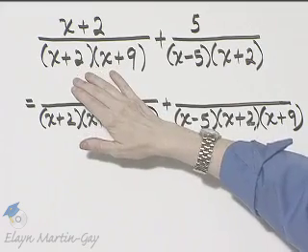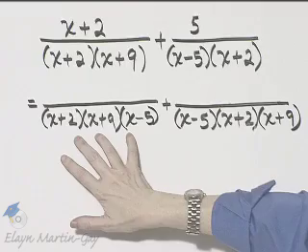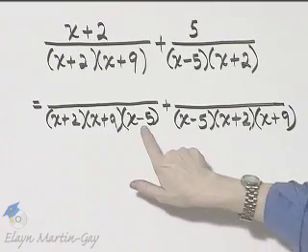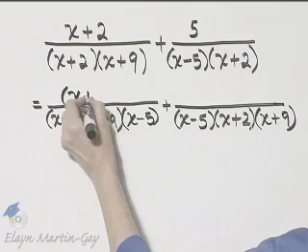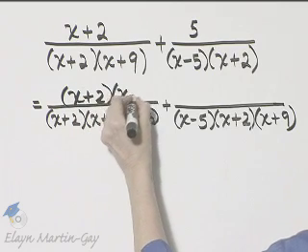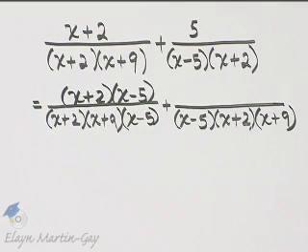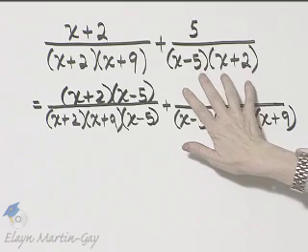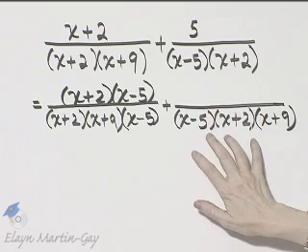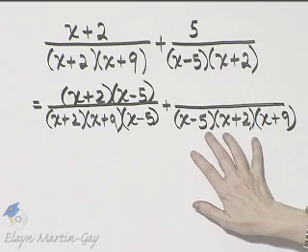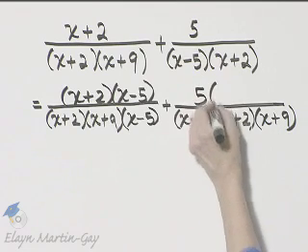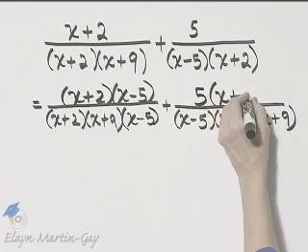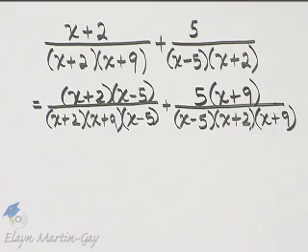What do I do to this denominator to make it look like this denominator? I multiply by x minus 5. So whatever the numerator is, x plus 2, I multiply by x minus 5. What do I multiply this second denominator by in order to have this common denominator? I multiply by x plus 9. So whatever the numerator is, I must multiply by x plus 9.